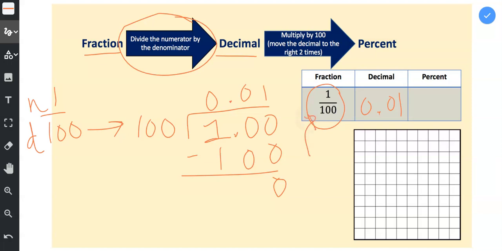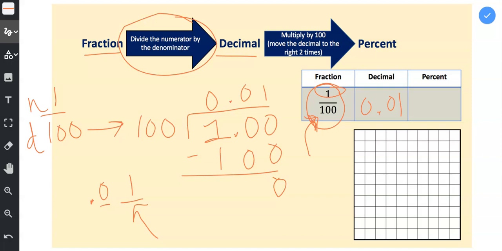Another way we can convert a fraction like this to a decimal is to think about the fact that when you have a denominator that is 10 or 100 or 1,000 or 10,000, you can just use place value to change it to a decimal. I know that this place is the hundredths place. So I'd put the 1 in the hundredths place since it's a hundredth, and I put a 0 there. So that's another way to think about it.